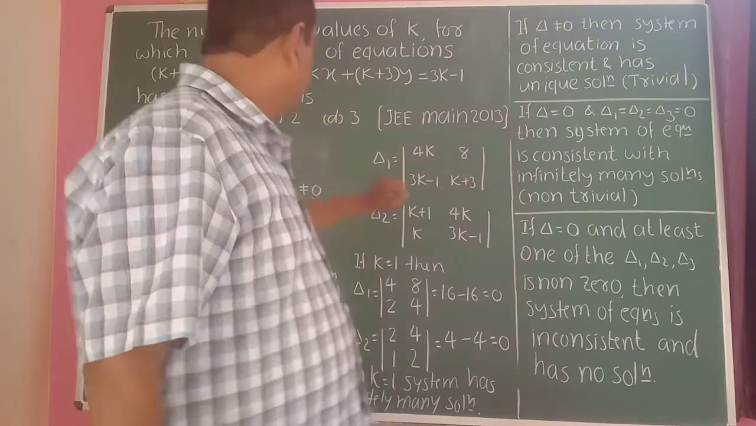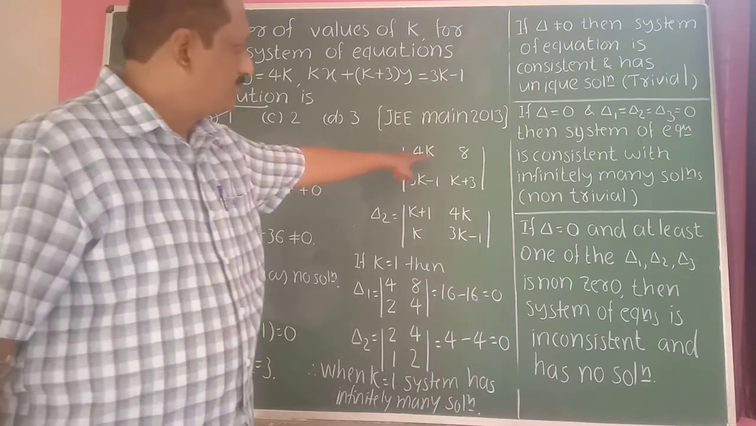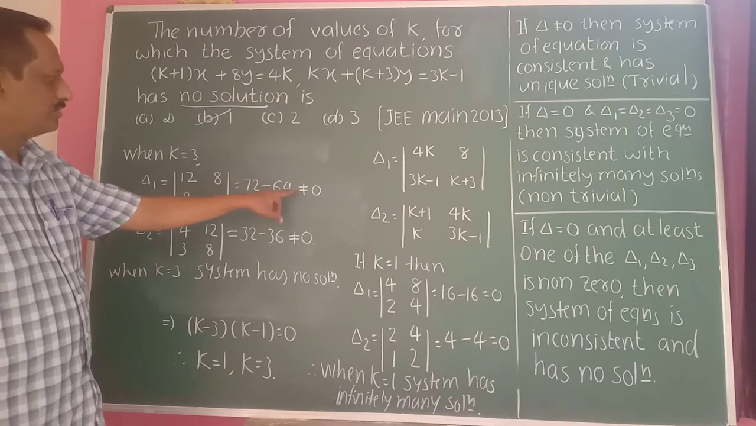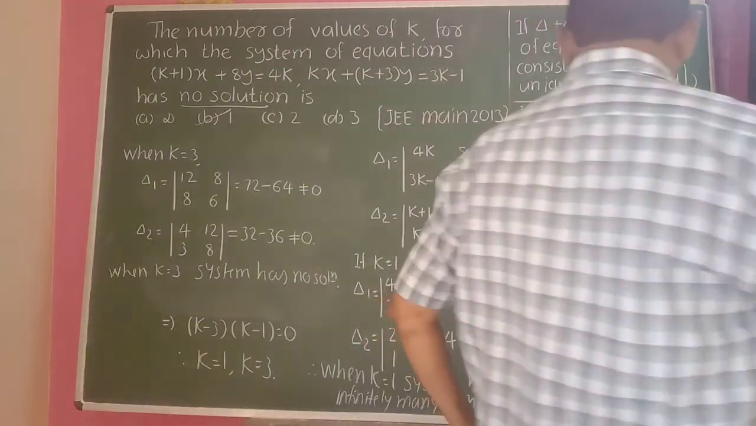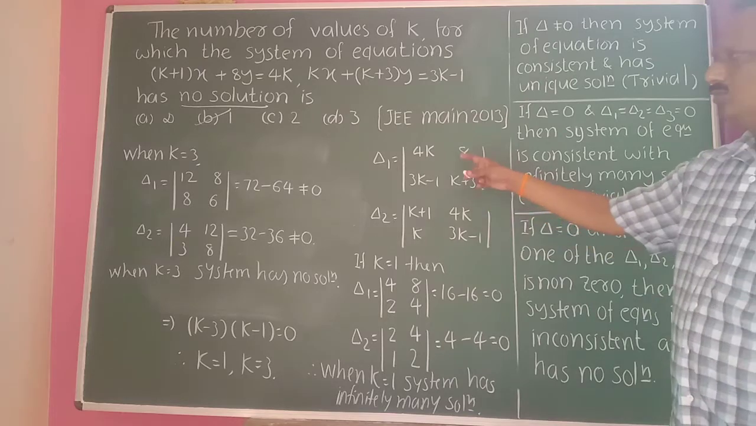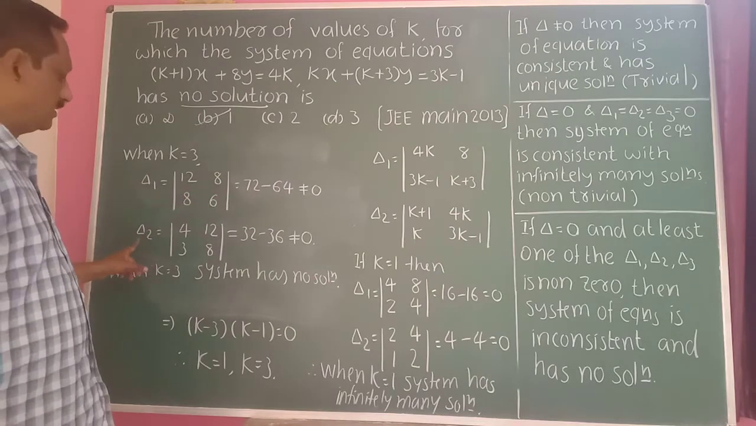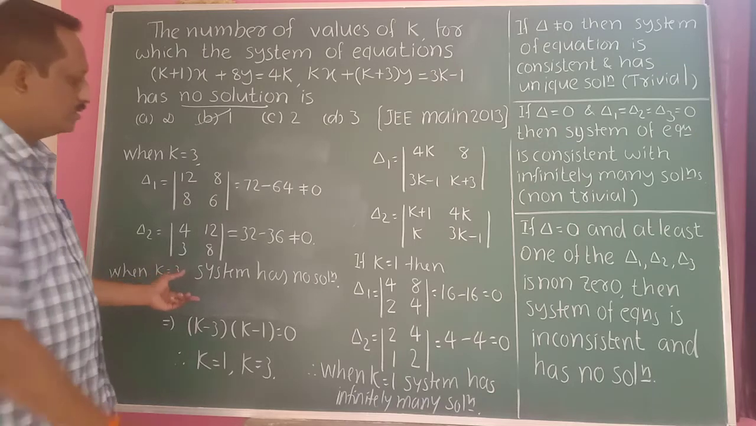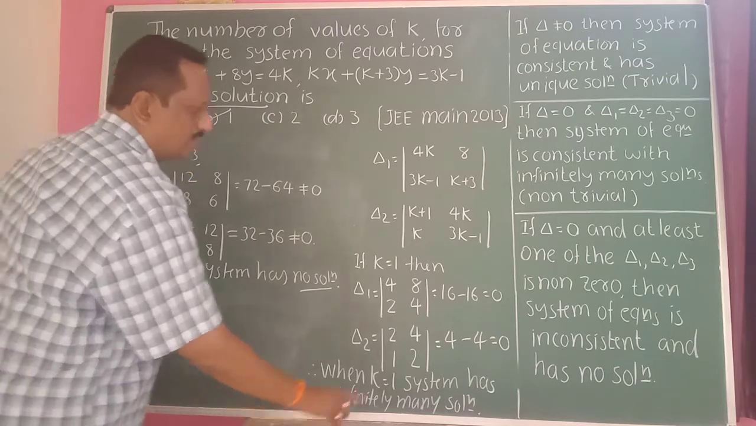Okay, using this data, suppose k is equal to 3. Substitute k equal to 3 in these two determinants. We get delta 1 is not equal to 0, delta 2 is not equal to 0. So according to this result, if at least one of delta 1, delta 2, delta 3 is non-zero, only two determinants are there here, hence delta 1 is not 0, delta 2 is not equal to 0. Then obviously the system has no solution.